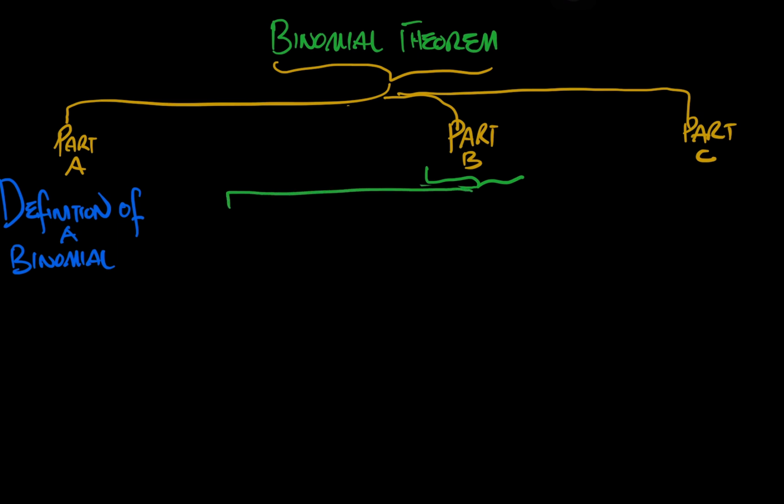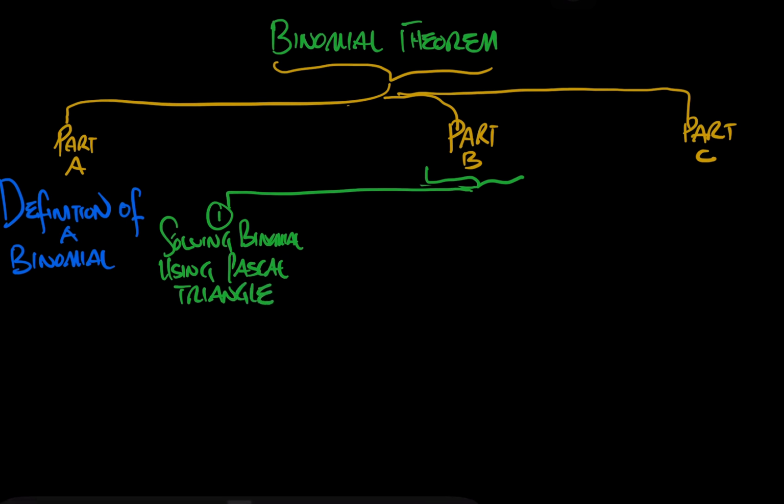The first category is where we're going to be looking at the Pascal triangle, solving a binomial theorem problem using the Pascal triangle. That comes with its own form of limitation. What do I mean by that? Imagine that we're being told to expand something like x plus y to the power 100. The Pascal triangle will be limited. We cannot do that using the Pascal triangle.